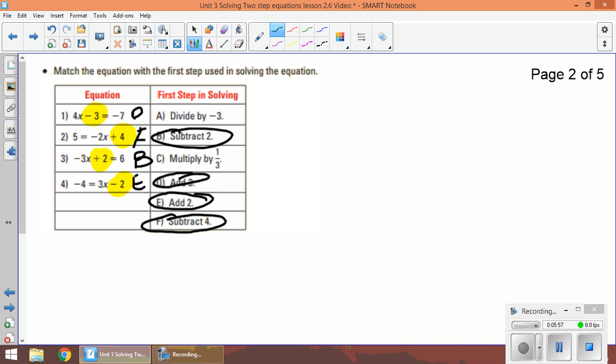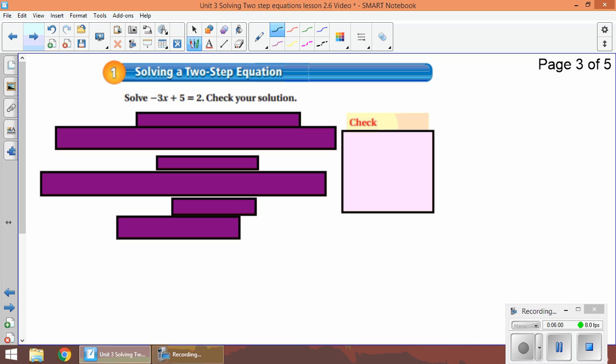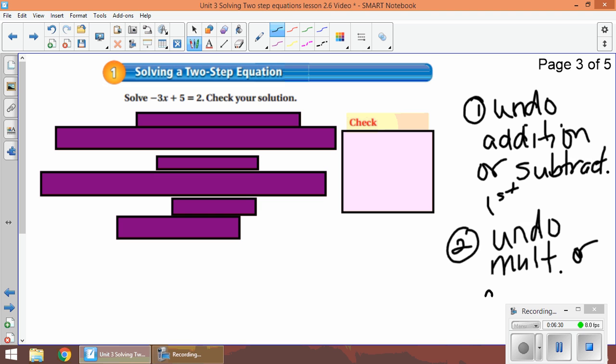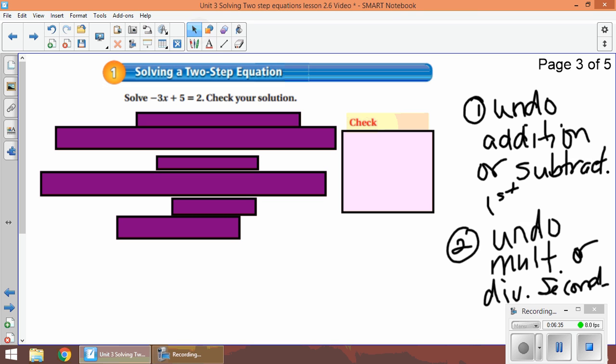Right, now we're going to go on to page 3 of 5. So for page 3 here, negative 3x plus 5 equals negative 2. Remember, step 1 is to undo addition or subtraction first. Then step 2 is to undo multiplication or division second. So here we go.